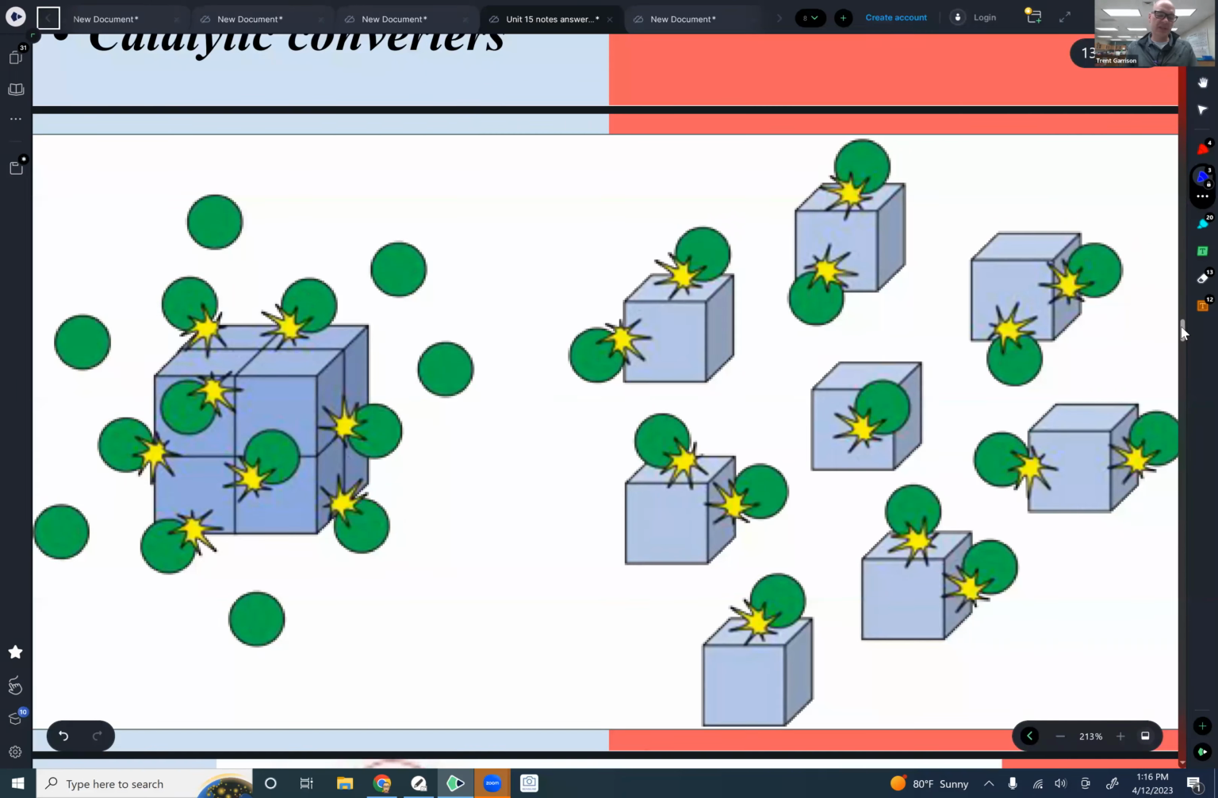Another example of this is if we have a block, it is only going to react on the outside surface. If we break up the block into smaller pieces, every single surface has more opportunities for it to be attacked.